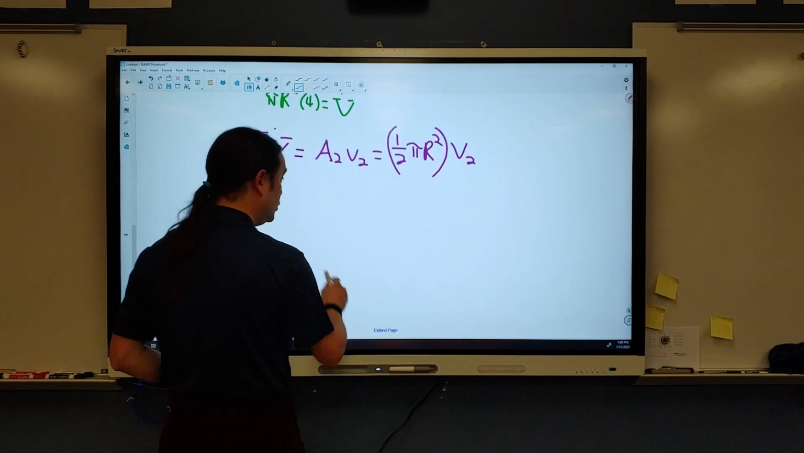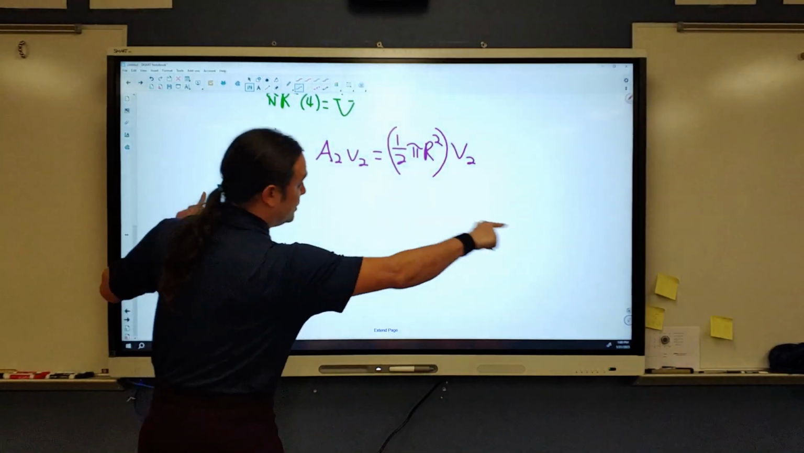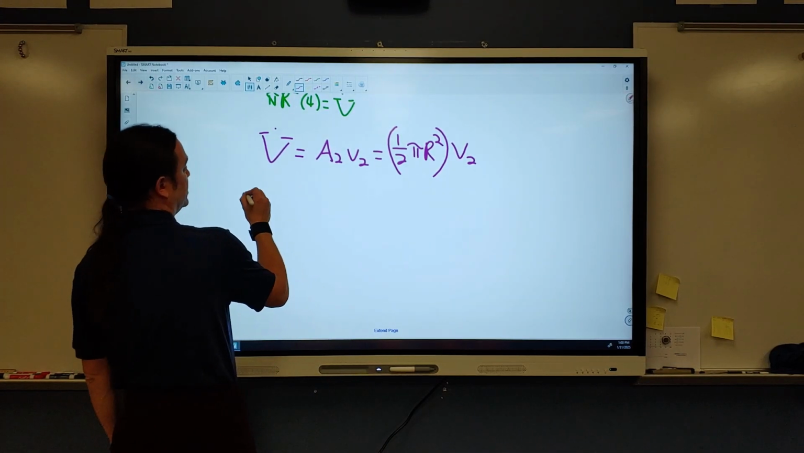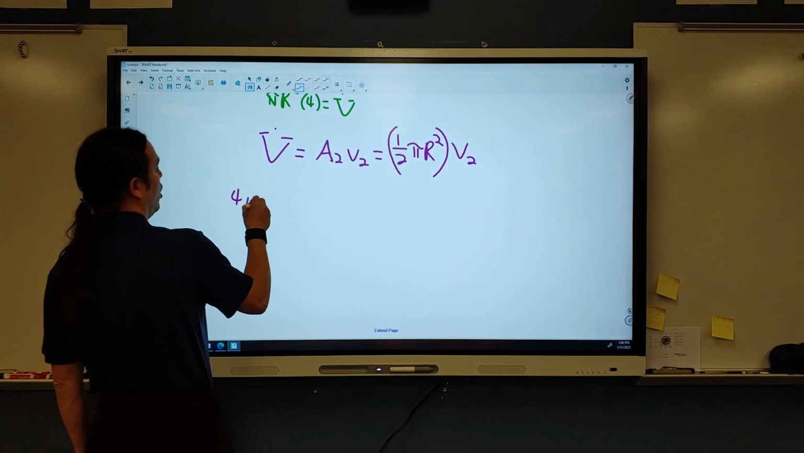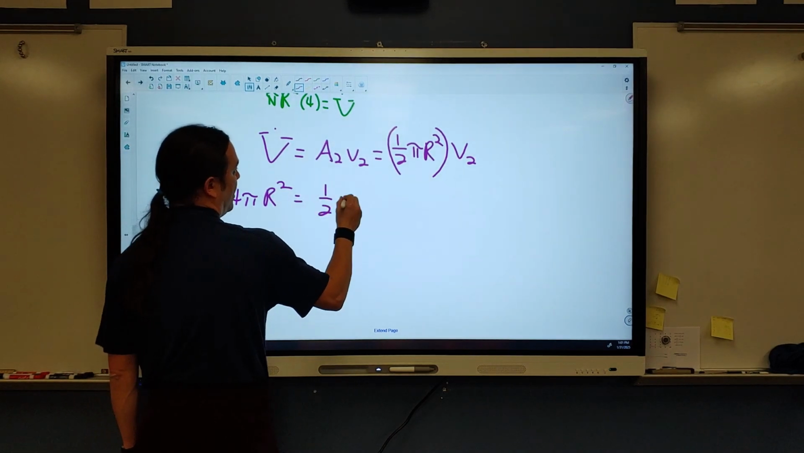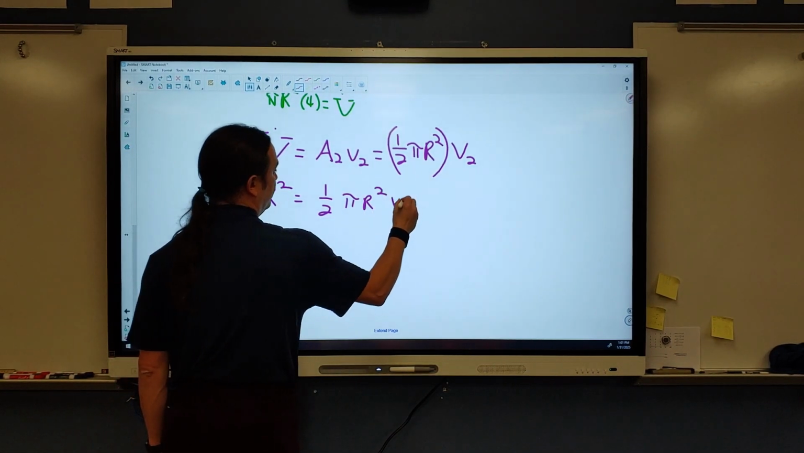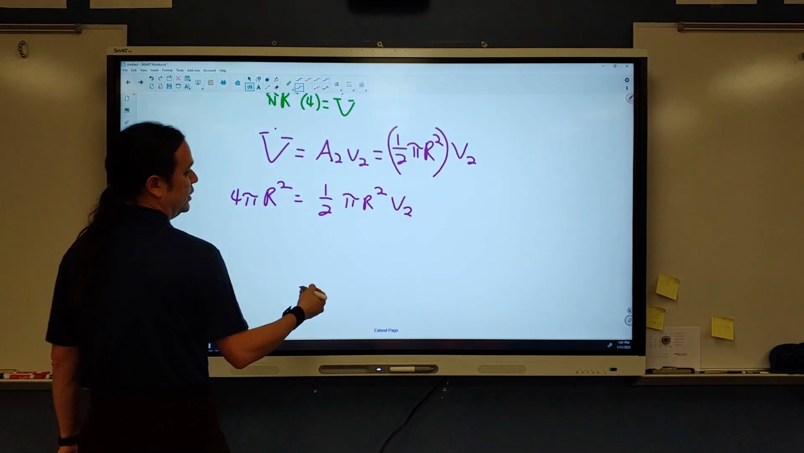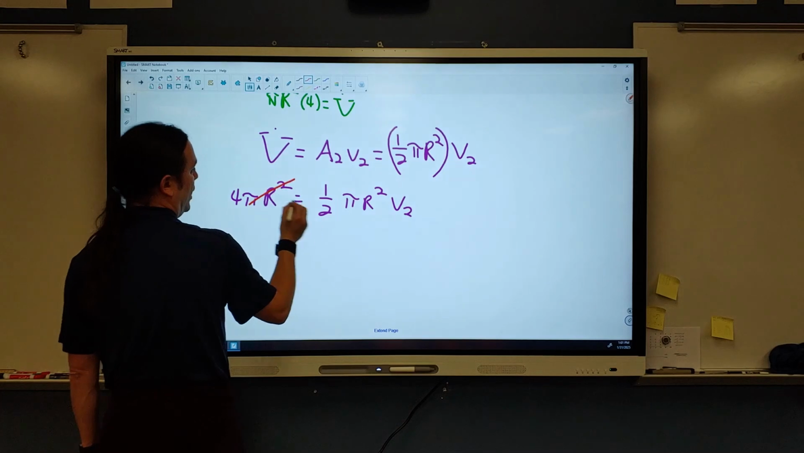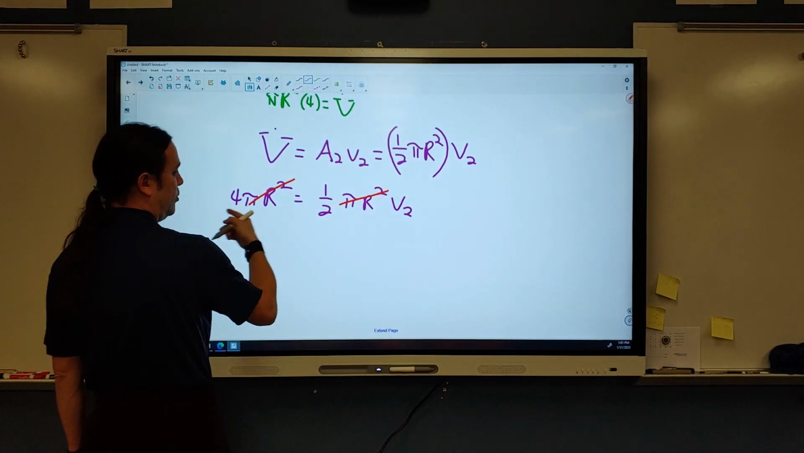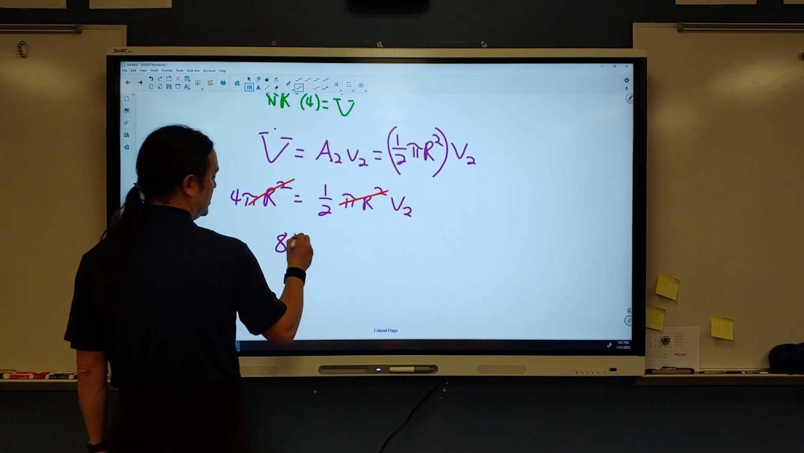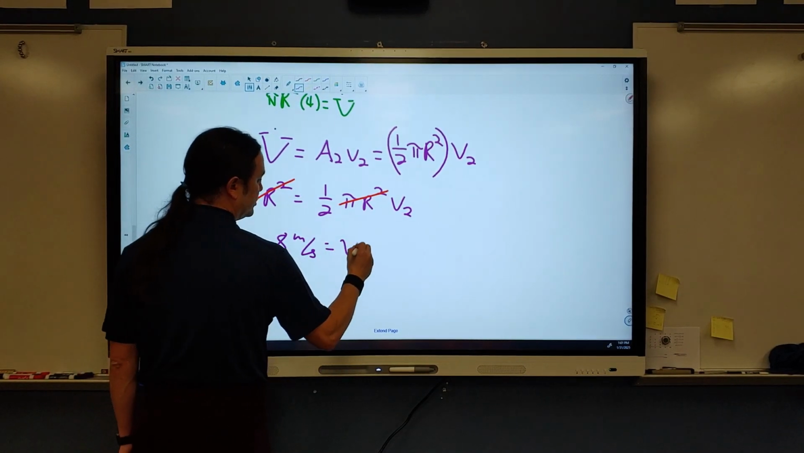Well, whatever's coming into the hose on one side has to be equal to the amount coming out of the hose and flying through the air on the other side. So I could say that this is 4 pi r squared equals 1/2 pi r squared V2. And then I solve for V2. Now my pi r squareds will actually cancel out. I can divide both sides by that, multiply 2 on both sides, and I would end up with the following: 8 meters per second equals V2.